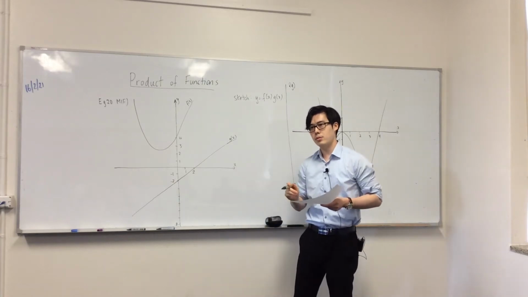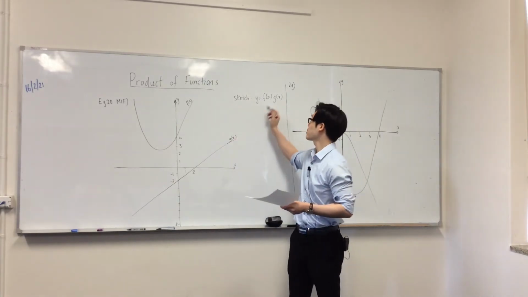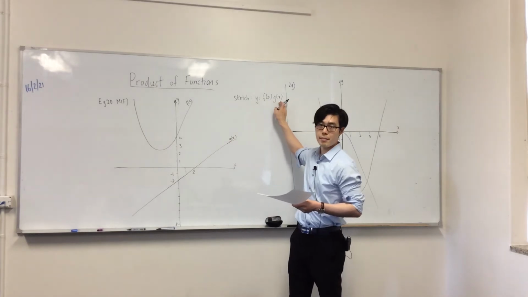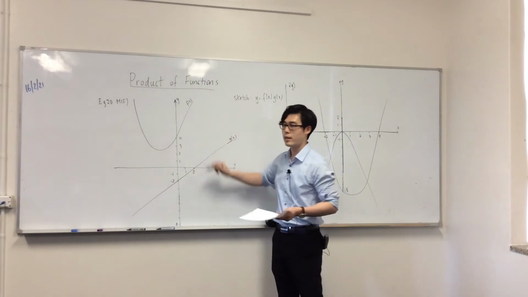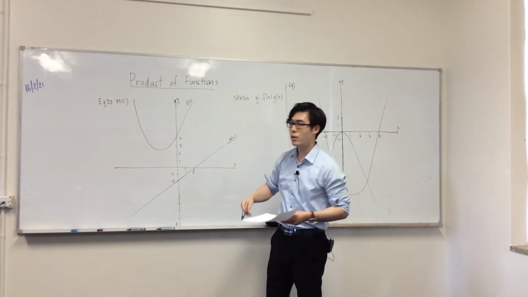When it comes to multiplying two graphs, which is what f of x times g of x means when they're put together, it means you're multiplying the two graphs. Let's say this is my f of x and this is your g of x. We need to multiply it.